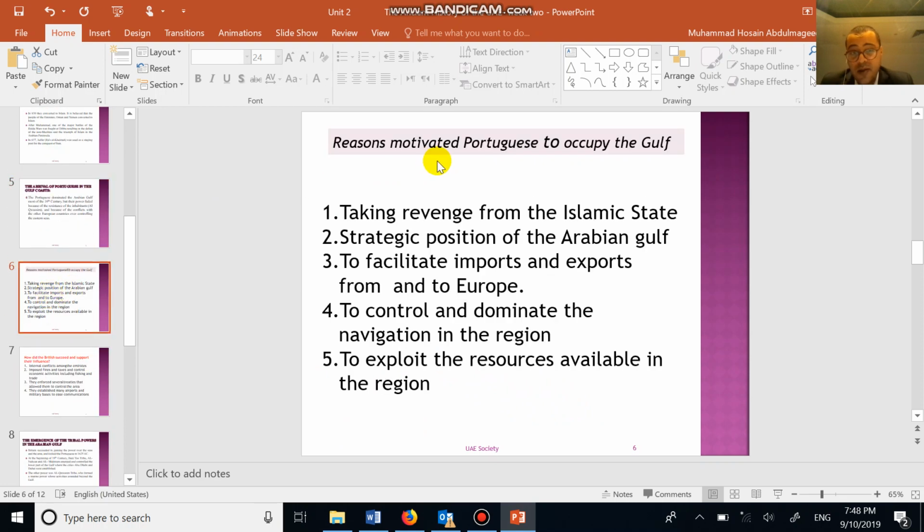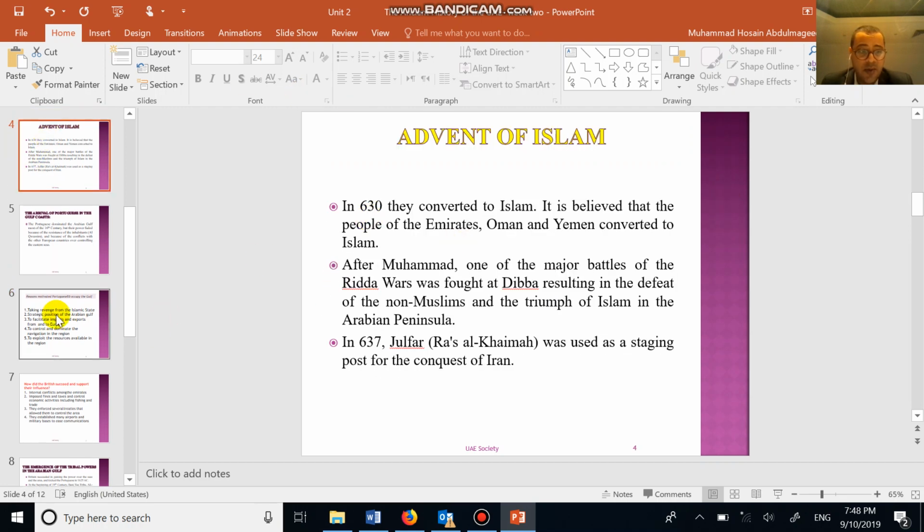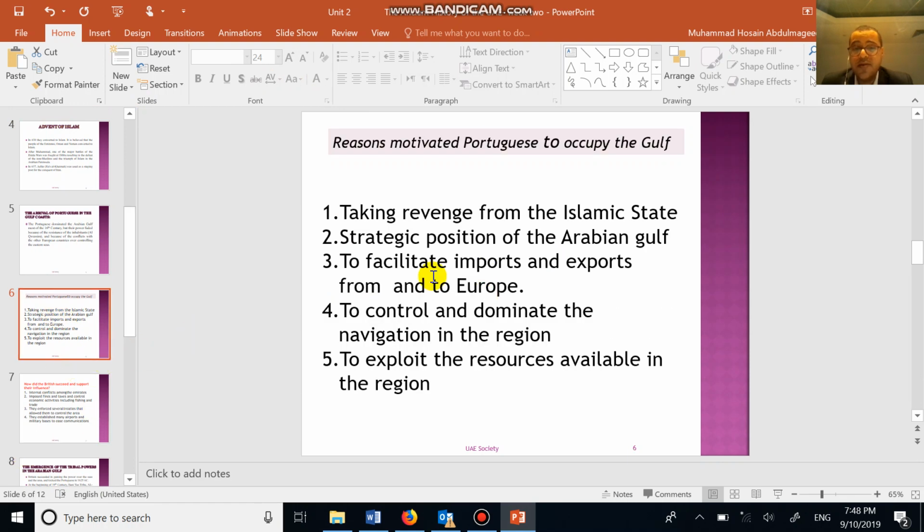What reasons motivated the Portuguese to occupy the Gulf? Why did the Portuguese come to this area anyway? The first and major reason is taking revenge on the Islamic State, because UAE became a Muslim country in the year 630, if you remember. We talked about it on that slide. Number two, because of the strategic position of the Arabian Gulf. I told you UAE is bordered by the Hormuz Strait, so it's a very famous and strategic area.